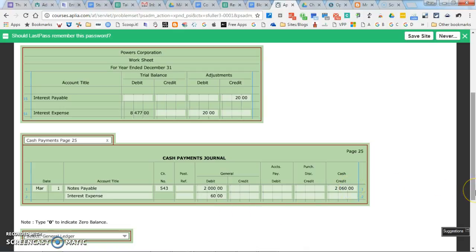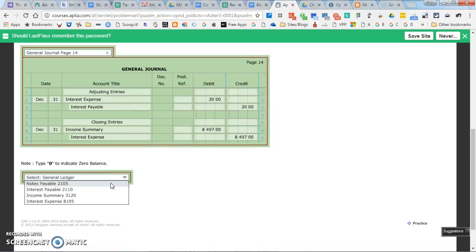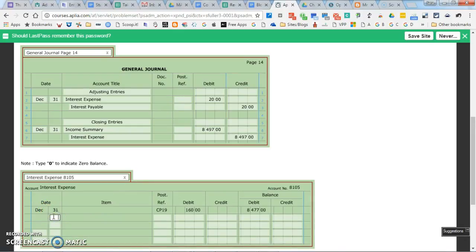Okay, so we have all of our journalizing done, so now we're going to go and do our posting. So I'm going to go back to my journal, page 14. And the first thing we do is interest expense. So the date's the 31st. Post reference is G14. It's a debit of $20. And so my new balance then is $8,497. Post reference is 8105.